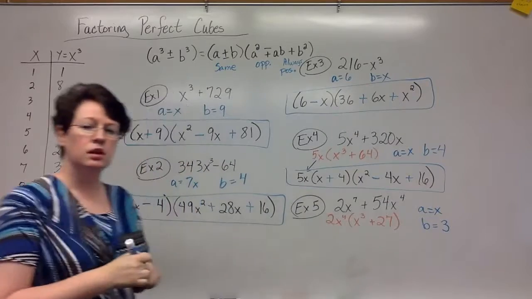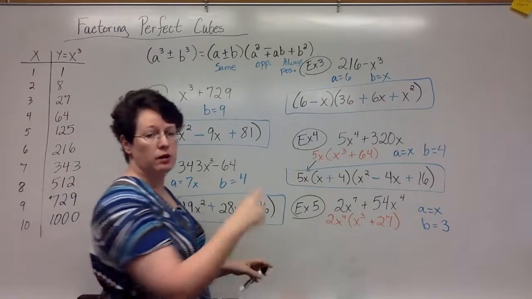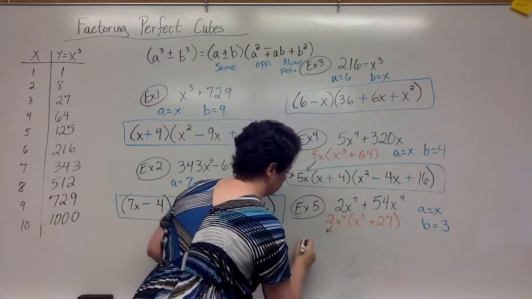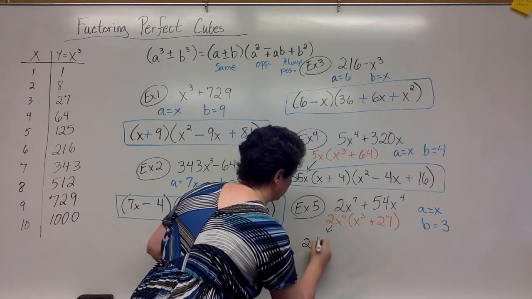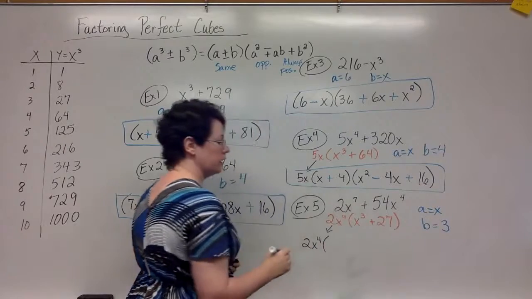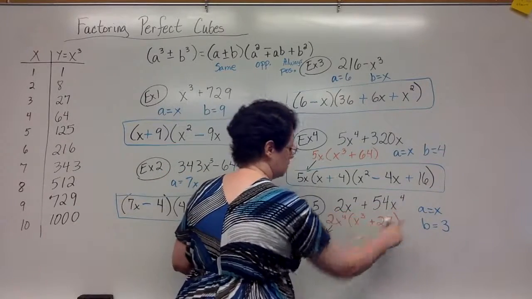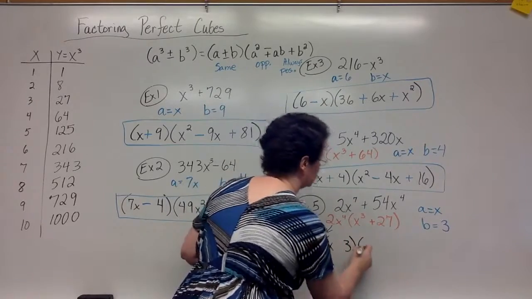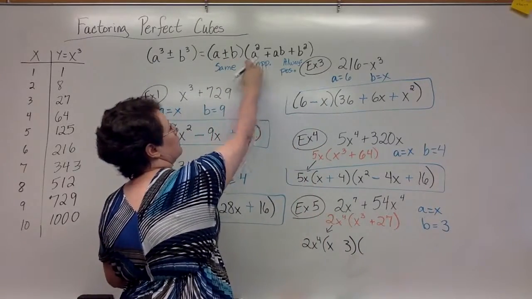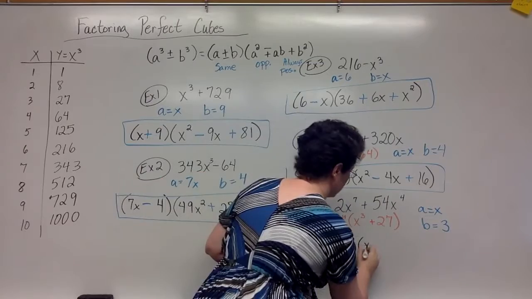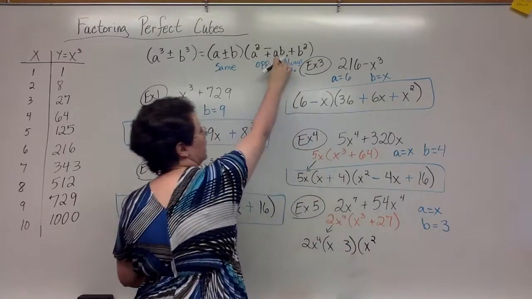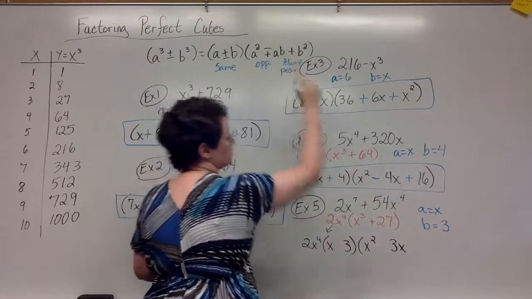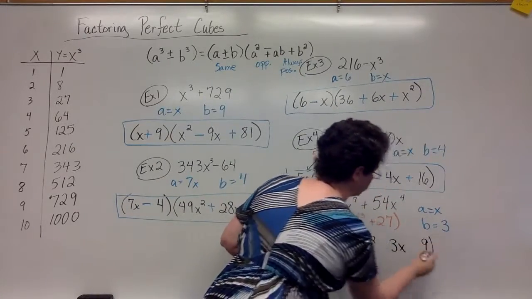Okay? So now let's go through. We're going to drop down that 2x to the 4th. Don't forget about him. You might hurt his feelings. He'll go home crying. Okay? Now we have A and B. So I have an x and a 3. Leave a gap for the sign. So that was my A and B. And now I have an A squared, so that's x squared. I have A times B, 3x, and then I have B squared, which is 9.